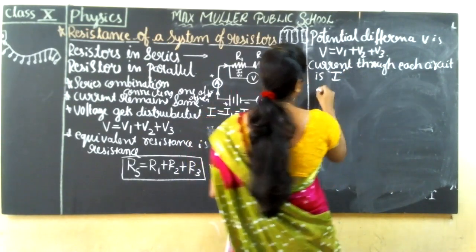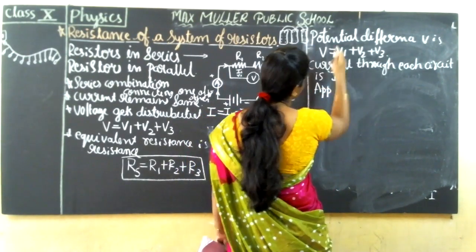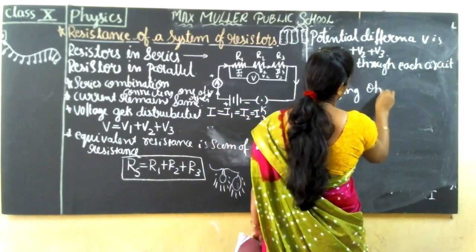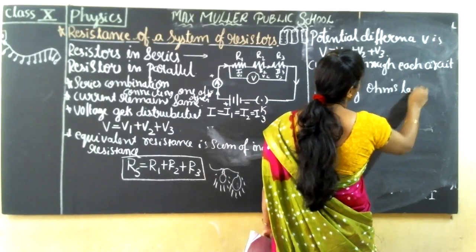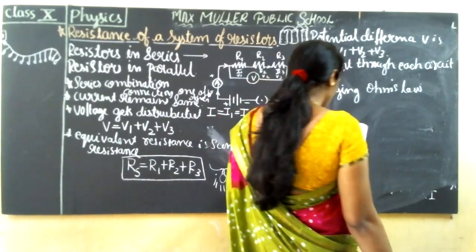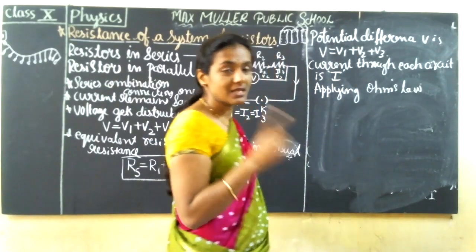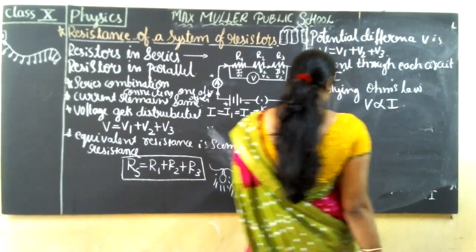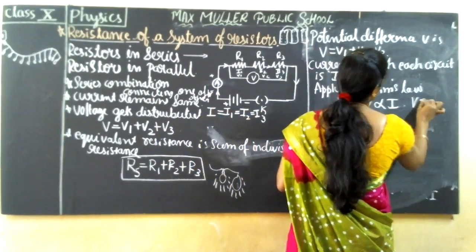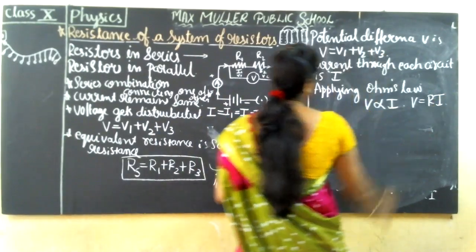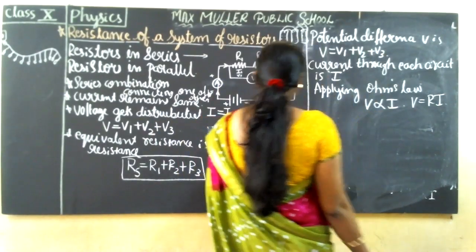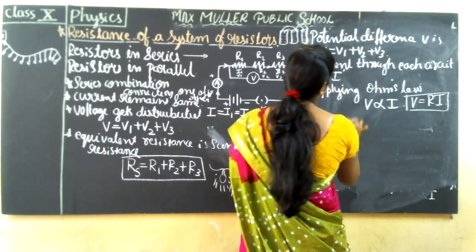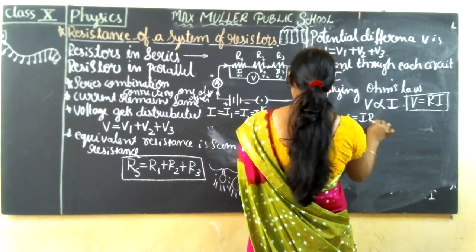Applying Ohm's law. What is our Ohm's law here? Current is directly proportional to voltage, right? So when you take the resistance, it becomes constant. So we can write this in the form of V is equal to IR. V is equal to IR.